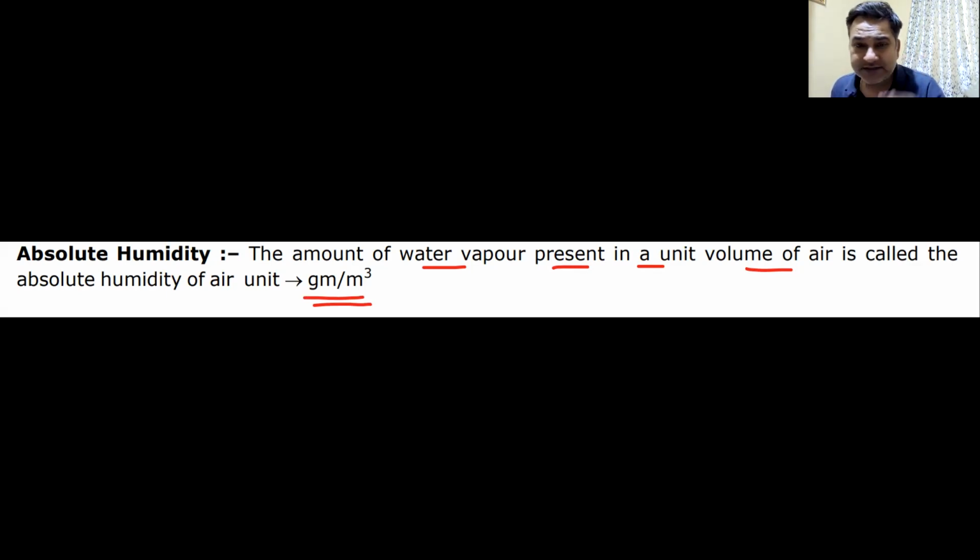The dimension is M by L cube, mass per length cube, something like density only. Do we understand this? Please note down this absolute humidity. The actual amount of water vapor present in a unit volume of air is known as absolute humidity.